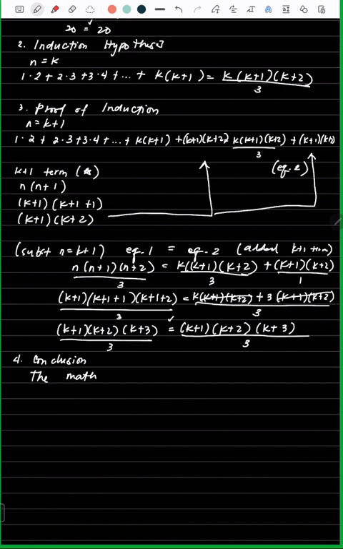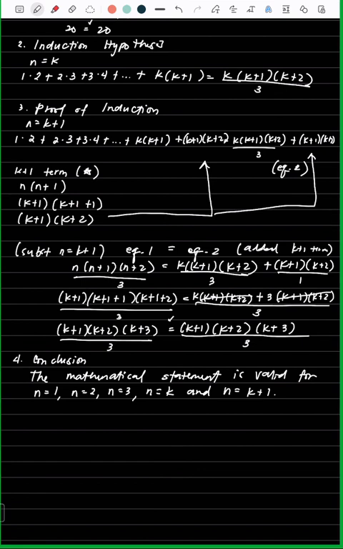So I can already go to the conclusion. Again, we're just going to state the obvious, which is similar to what I've written before. So the mathematical statement is valid for n is equal to 1, n is equal to 2, n is equal to 3, n is equal to k, and n is equal to k plus 1.